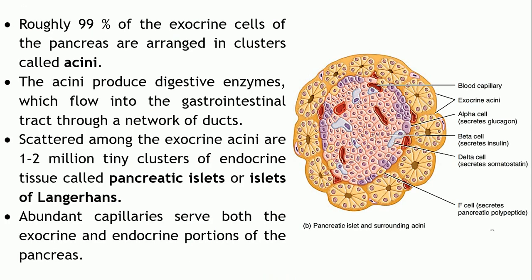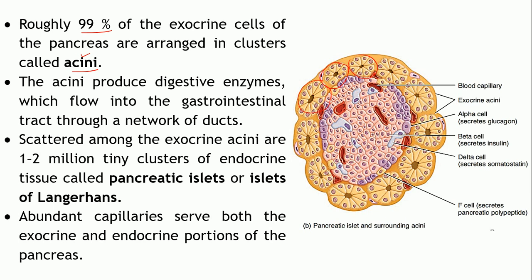Okay, now coming to the microscopic details of this particular organ. As we have already considered earlier, the exocrine part is the cluster of exocrine cells, which are arranged in the form of clusters. As you can see over here, these clusters of cells are called acini. These are the exocrine part of the gland, and almost 99% of these exocrine cells are arranged in the form of acini.